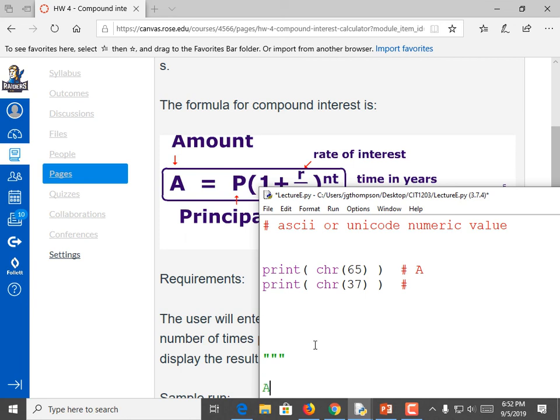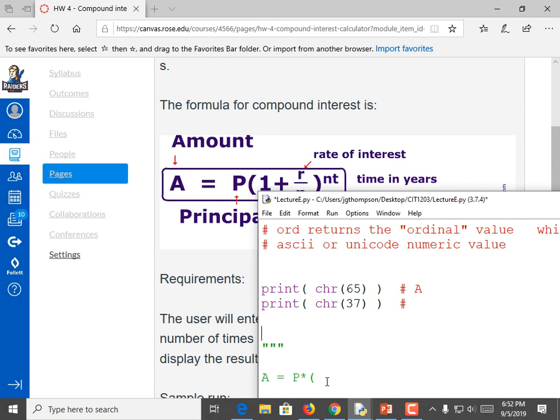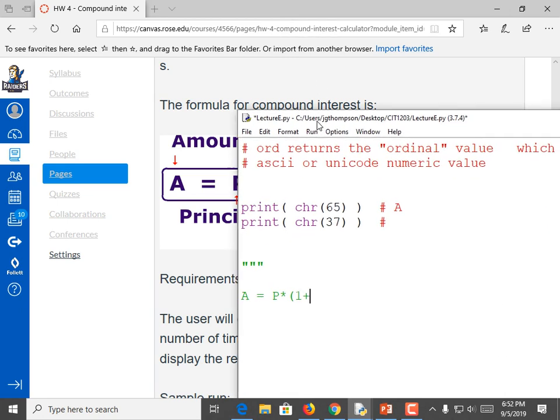A, which is the final amount, is equal to P. Now I can't just do this. I can't just put a parentheses there. In programming, you're not allowed to assume that because two things are side by side, they're getting multiplied by each other. So P asterisk, to do the multiplication, parentheses, 1 plus, whoopsie, 1 plus R over N.